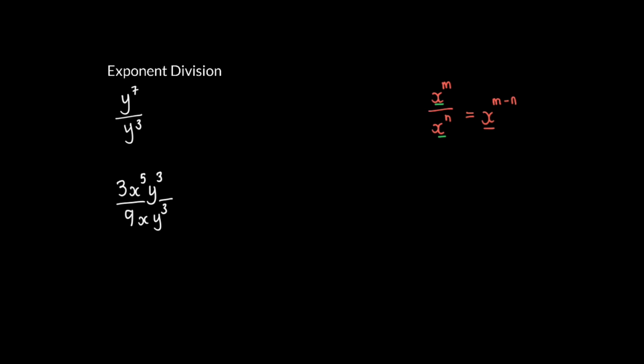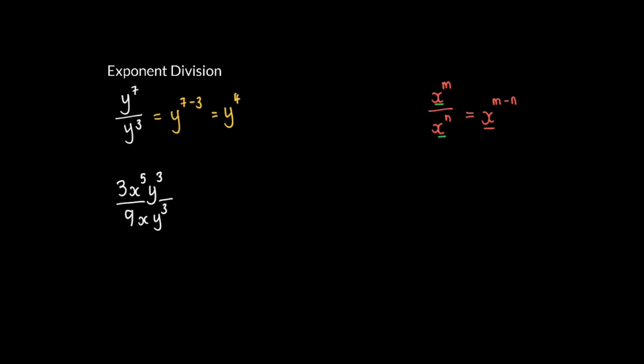If we look at y to the power 7 divided by y to the power 3, they both have the same base, so we're going to have just one y. We write equals y, and then we take the top exponent and minus the bottom exponent: 7 minus 3. So my answer here is going to be y to the power 4. And that's what that question is going to look like.